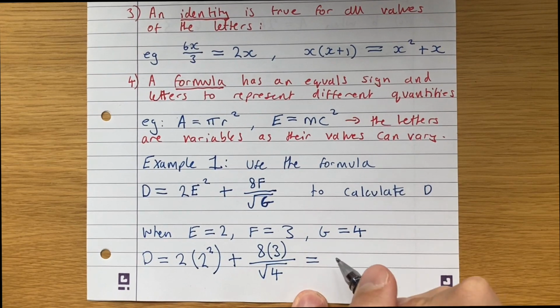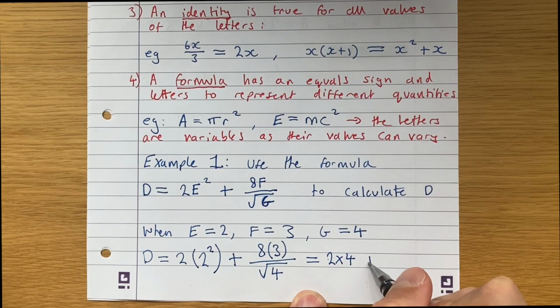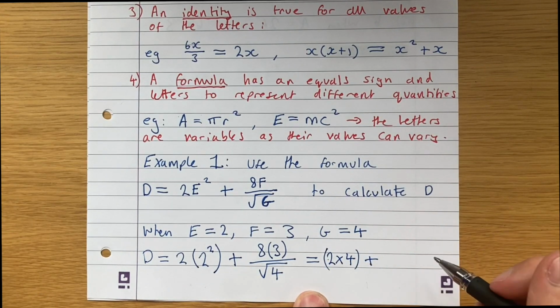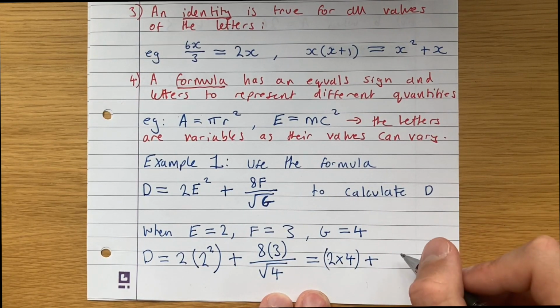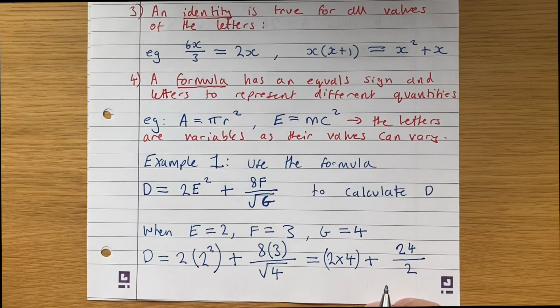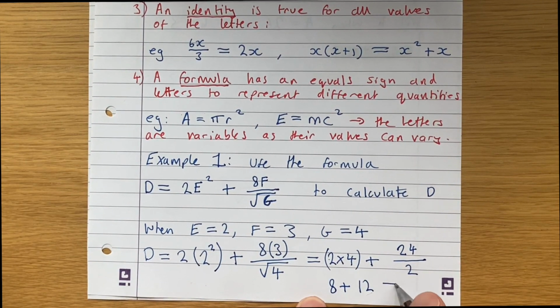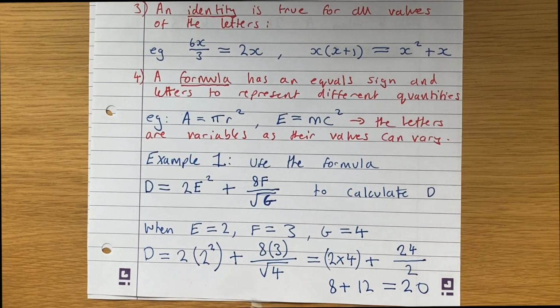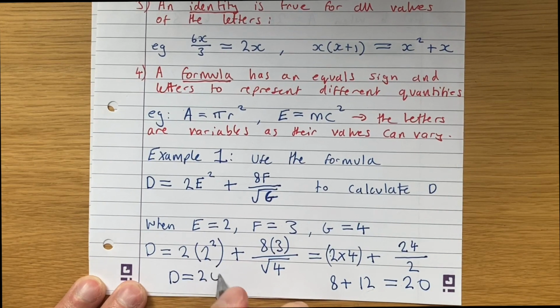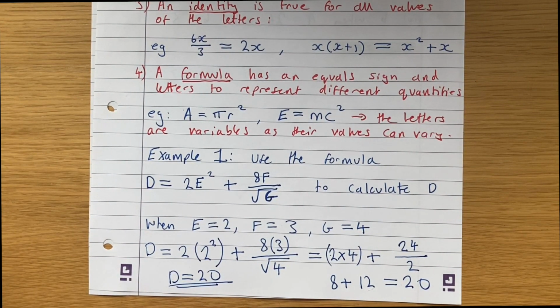And that is equal to 2 times 4, because 2 squared is 4, plus 8 lots of 3 is 24, divided by 2. And this is just equal to 8, because 2 times 4 is 8, plus 12, which is 20. So when e, f, and g take on these values, d is equal to 20. And that's just simply plugging numbers into a formula to get your answer.